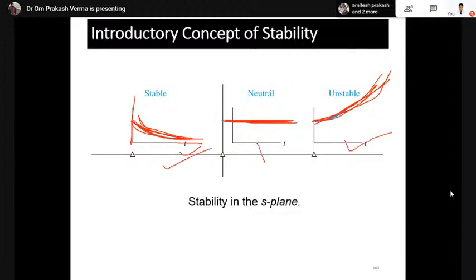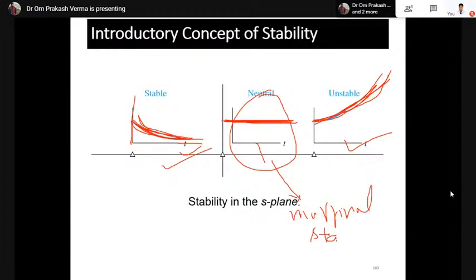In the control system, such a case is known as marginal stability. Marginal stability. Okay. In the control system, it is generally known as marginal stability. Right.